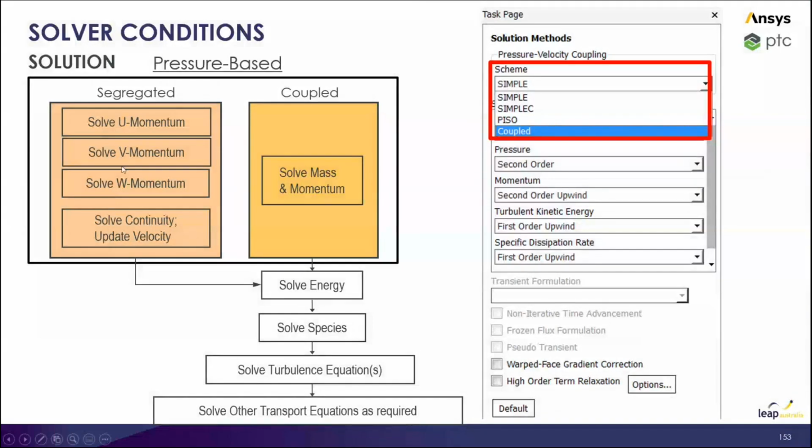Just to quickly touch on, because I don't feel like I'm going to get through all these slides today. Segregated, we're solving U, V, W, X, Y, Z momentum, so mass, velocity, separately, and then we're bringing in to solve energy, species, etc. In our coupled, we're solving mass and momentum together, all of those in one calculation and then through.